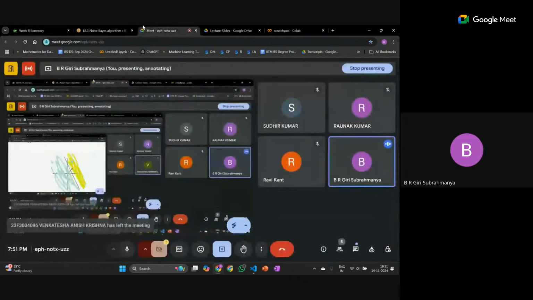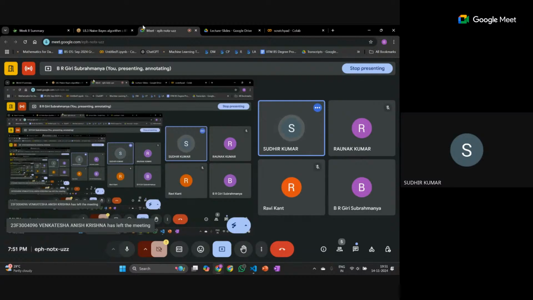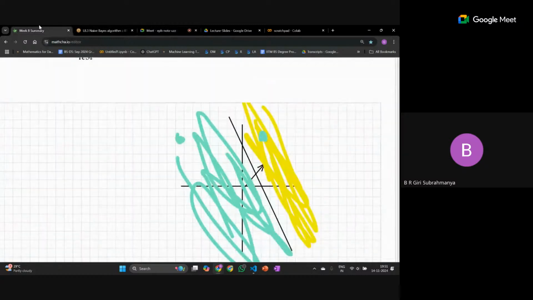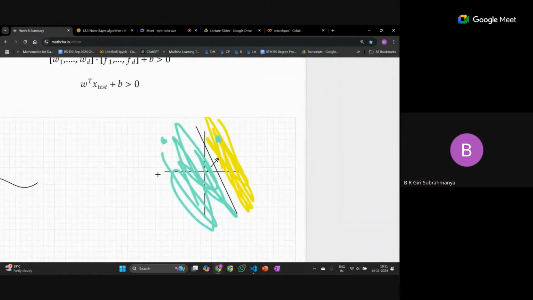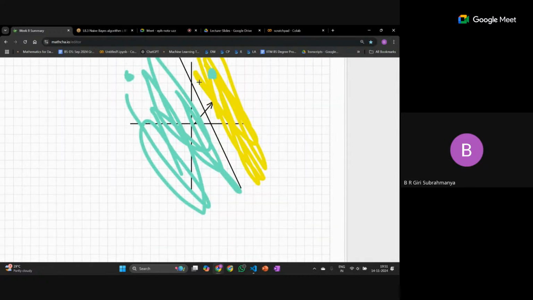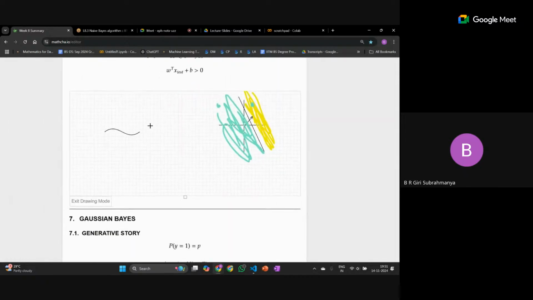Any doubt? Sir, if it is on the line? If it's on the line, then we have to decide. Basically, tiebreaker, we have to decide whether it's 1 or 0. That maybe will be given in the question, or given the model, you will decide. So that we will decide, but the decision boundary is a linear separator. The decision boundary is linear.